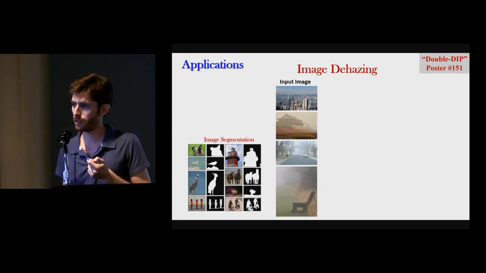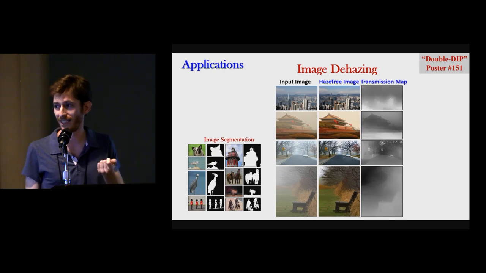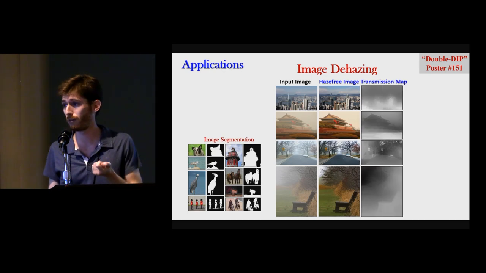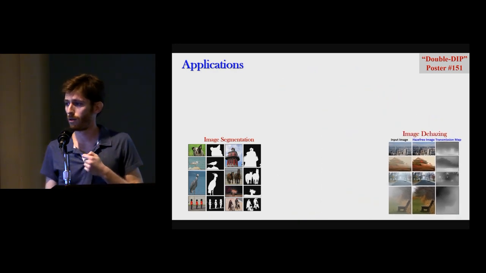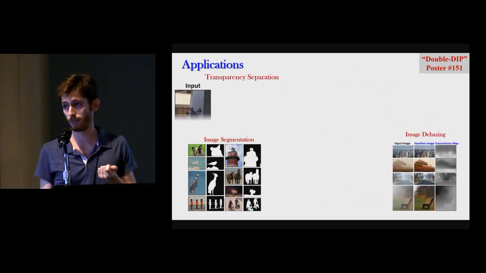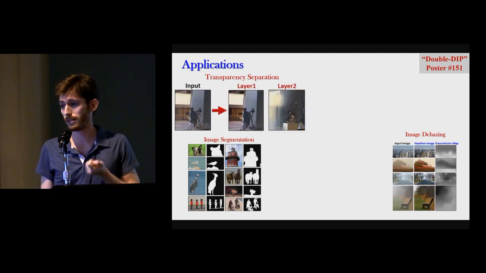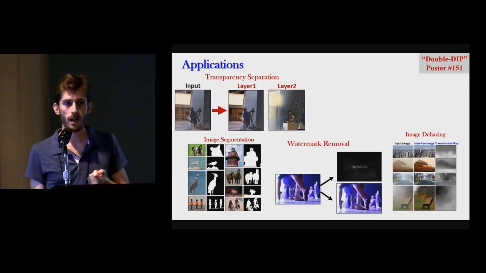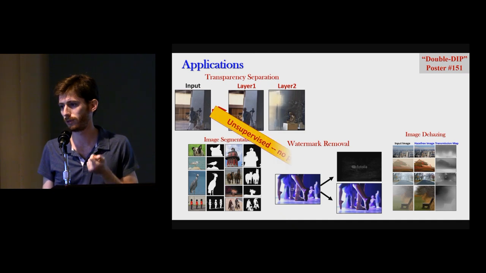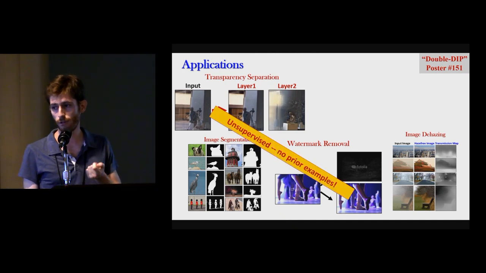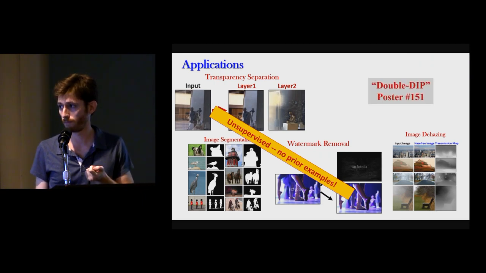Here are the input images, here are the haze-free images, and here are the masks, the transmission maps in this case, recovering information about the depth of the scene. We applied it also for transparency separation, given an input image, separating it into two transparent layers. And similarly for watermark removal. And I want to remind you that all of these tasks are solved in a totally unsupervised way, with no prior examples whatsoever. To learn more, please come to our poster number 151. Thank you.